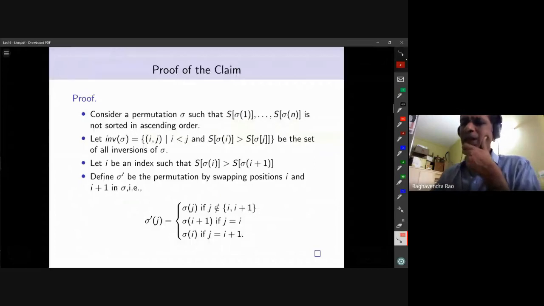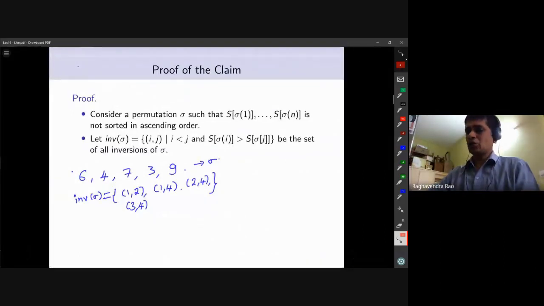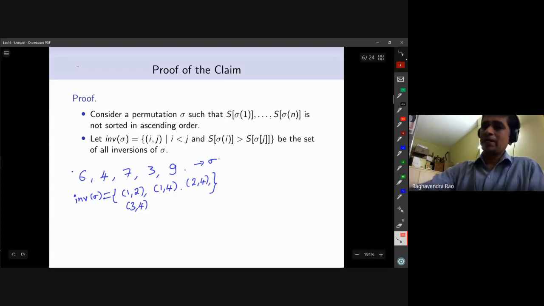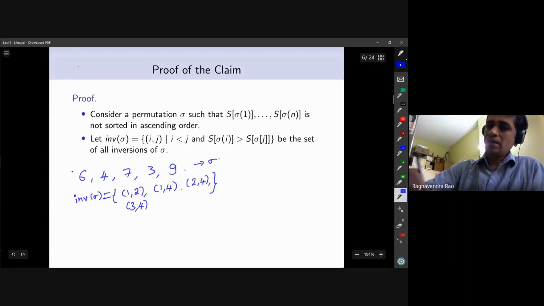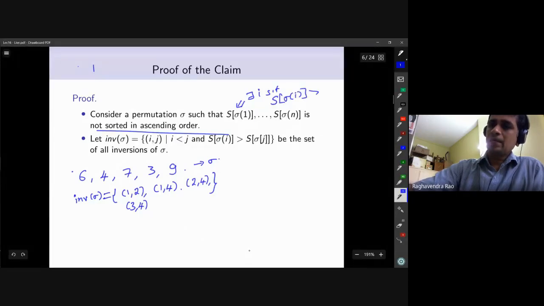So now in the array, just choose some index I such that the array at sigma I is greater than at sigma I plus 1. Since the array is not sorted, there should be some such element. When you say the array is not sorted, this essentially means that there exists an I such that S of sigma I is greater than S of sigma I plus 1. That is by the definition of sorting, right?